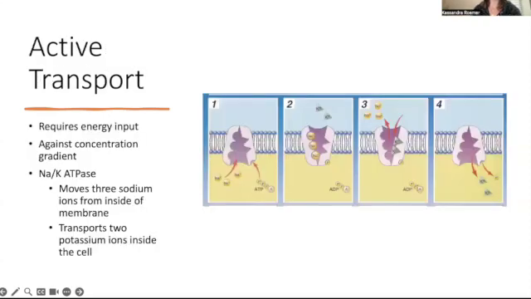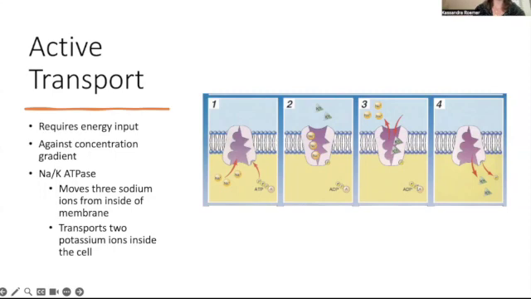And lastly, we have active transport, which requires energy input and usually flows against the concentration gradient. Passive transport flows with the concentration gradient. This is against the gradient, which is why it requires energy input. So again, back to the sodium-potassium channel, we need to move the sodium ions against their concentration gradient from inside of the cell back outside of the cell. This is done with the help of ATP.